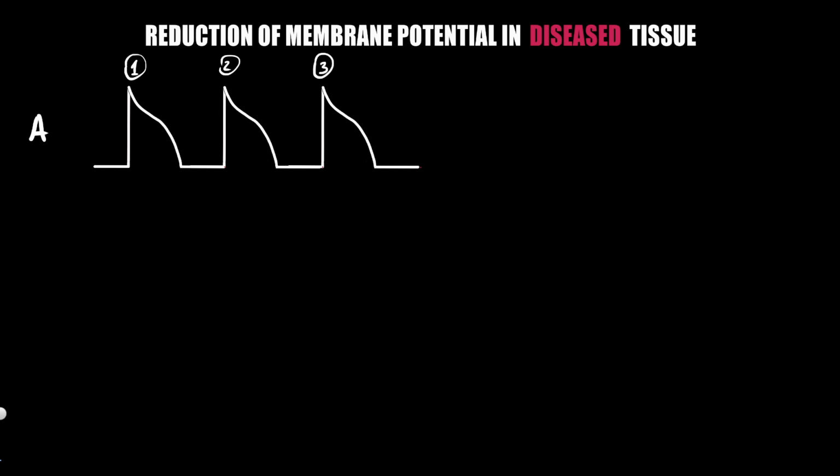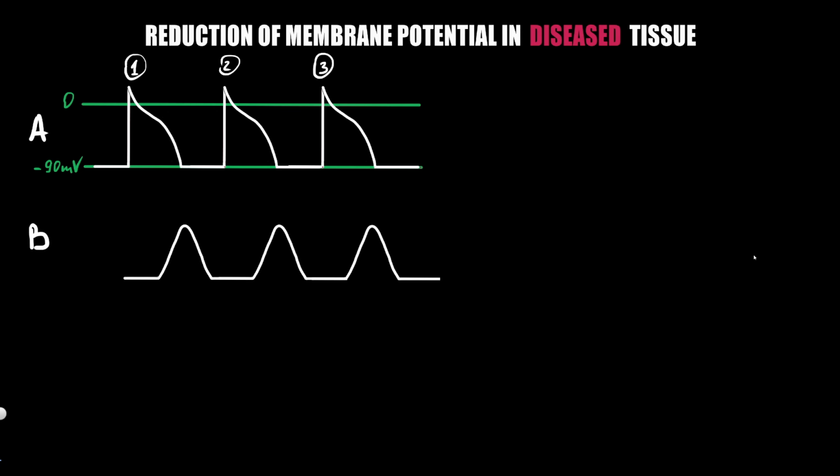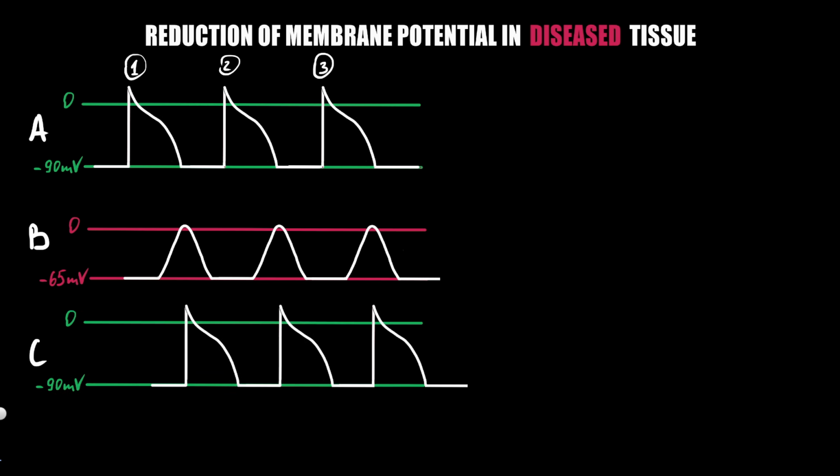What happens in diseased tissue? As you see, region A has a normal resting membrane potential, minus 90 mV. However, region B is diseased and has a less negative membrane potential, minus 65 mV. Region C has a normal resting membrane potential.